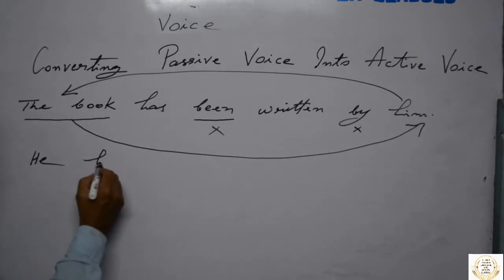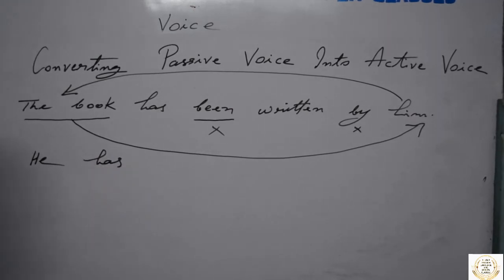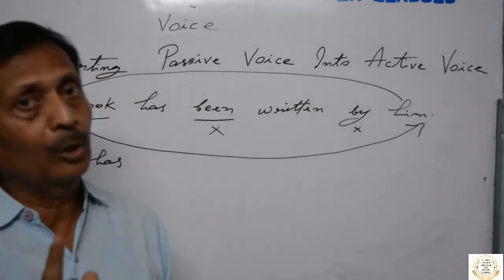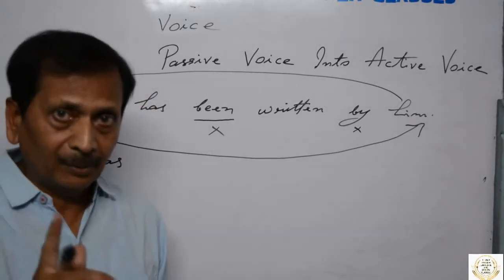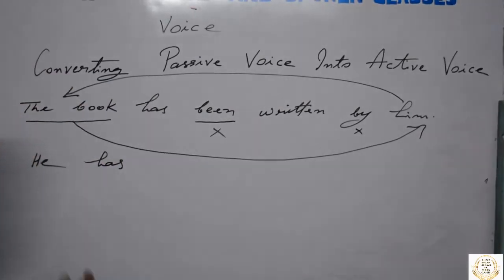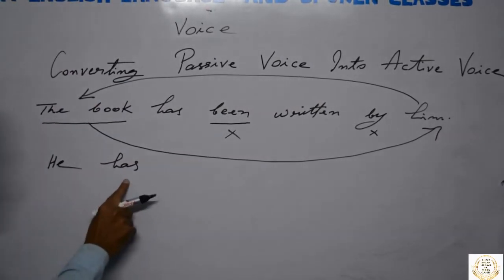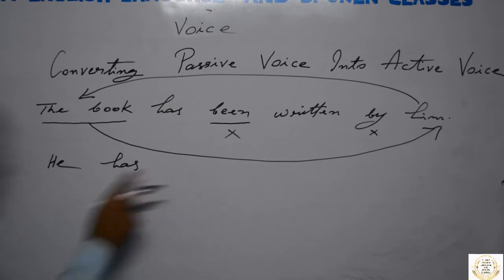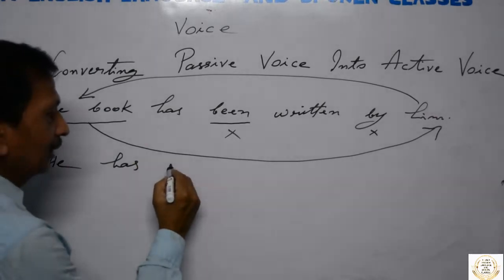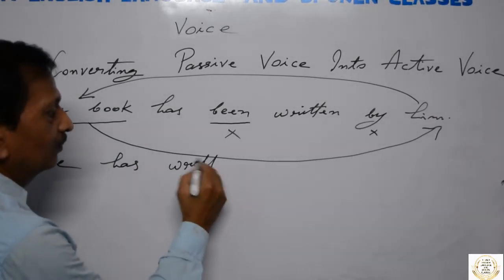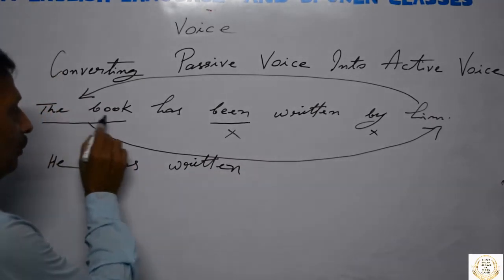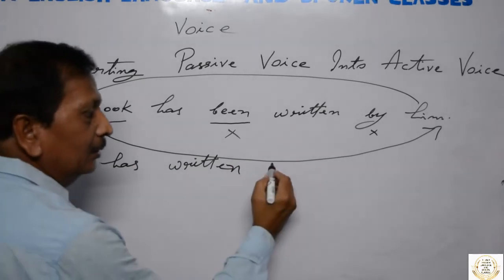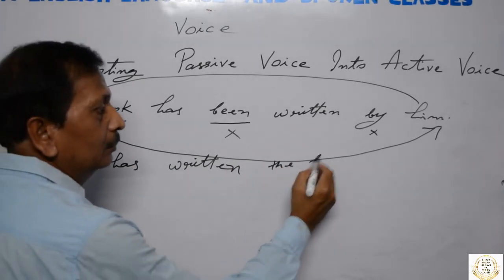He has. Okay. According to the general rule of passive voice to active voice, present perfect means subject plus has/have plus V3. So he has written. Okay. He has written, and this word will go in the last, written the book. Okay.